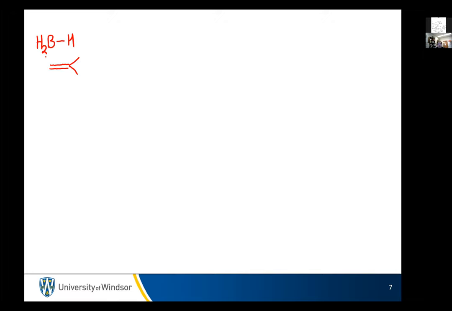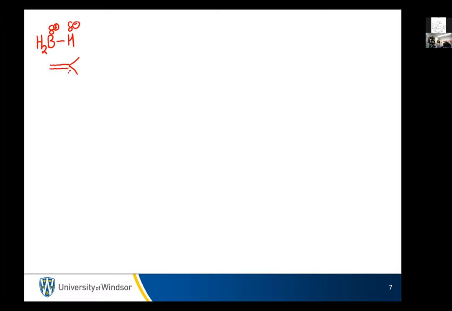Carbon hydrogen bonds are pretty much neutral. Oxygen hydrogen bonds are polarized towards oxygen. Boron is more metallic than carbon. Carbon is pretty much neutral. Boron, actually, the bond is polarized towards the hydrogen. So this kind of has a little bit of H minus character. That boron hydrogen bond is not shared equally. The hydrogen has a little bit more of the electrons.